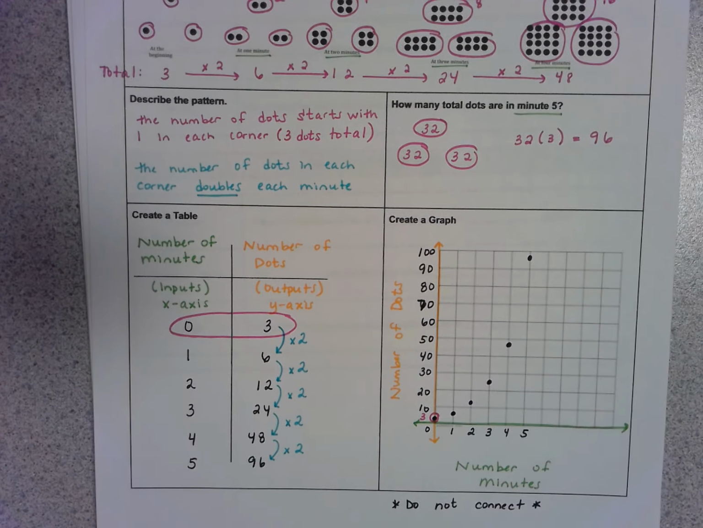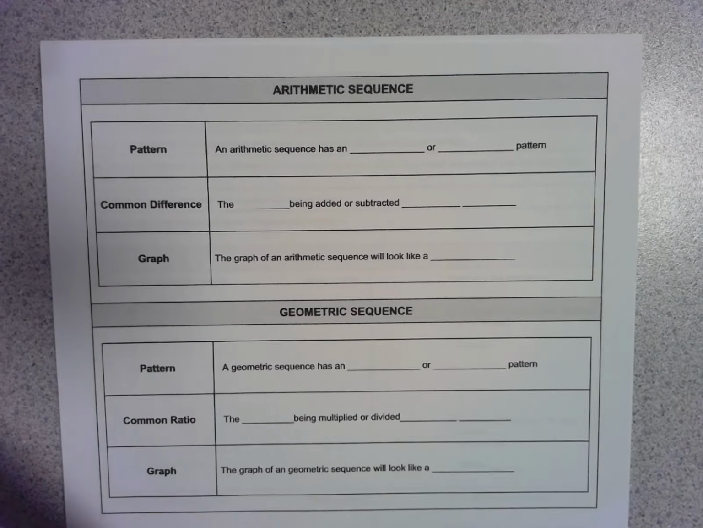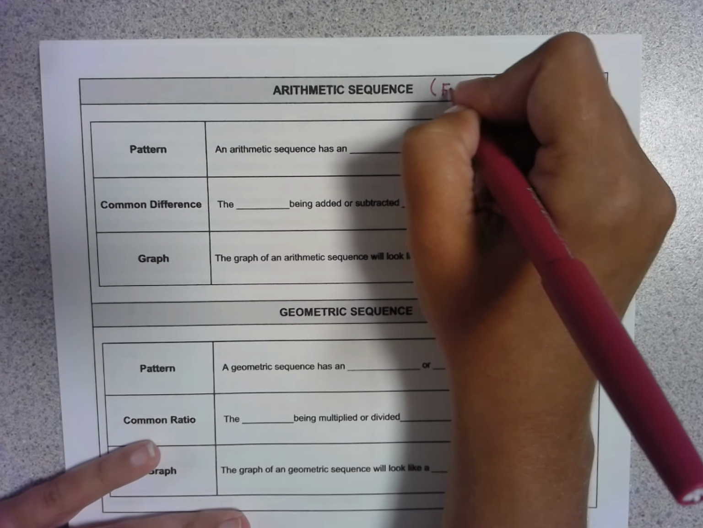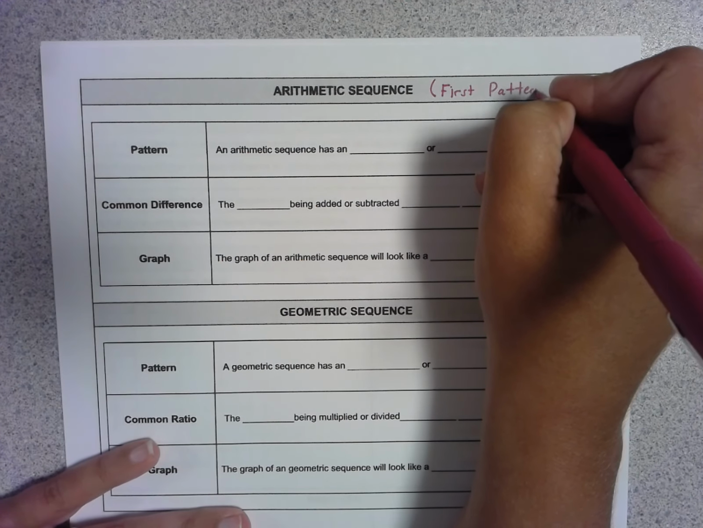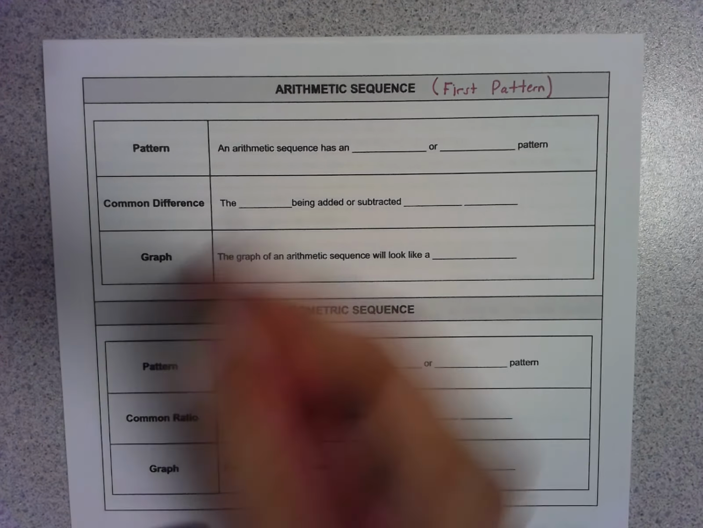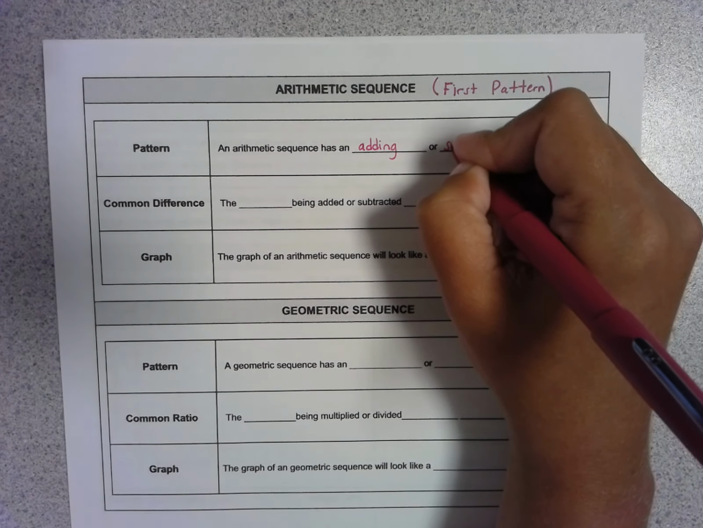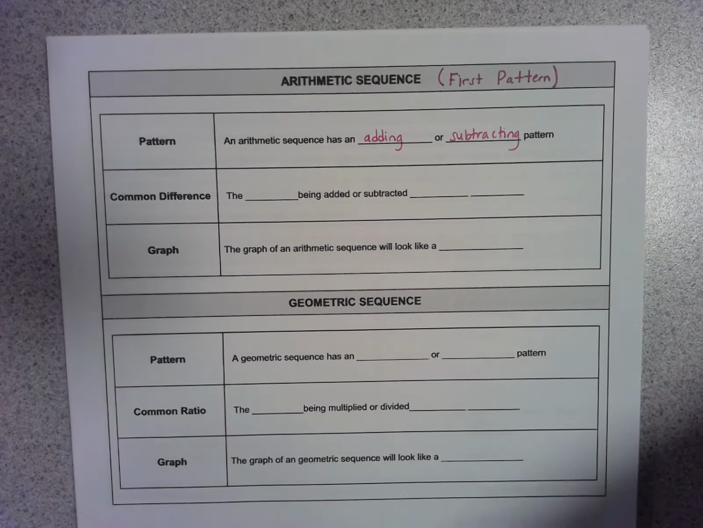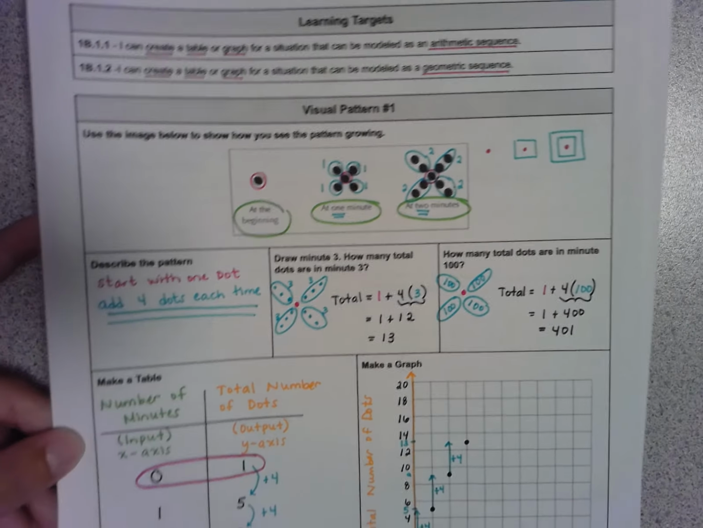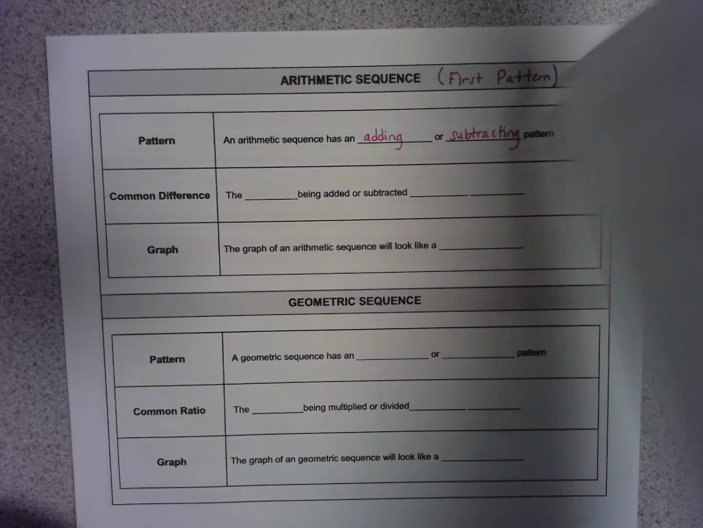Let's go ahead and give these types of patterns some vocabulary words that we can use to describe them. The first pattern we looked at today is what we call an arithmetic sequence. An arithmetic sequence has a pattern where we are adding or subtracting the same amount each time. So what you'll notice is that in this first problem, we were adding 4 every time, and we could see that on our table as well.